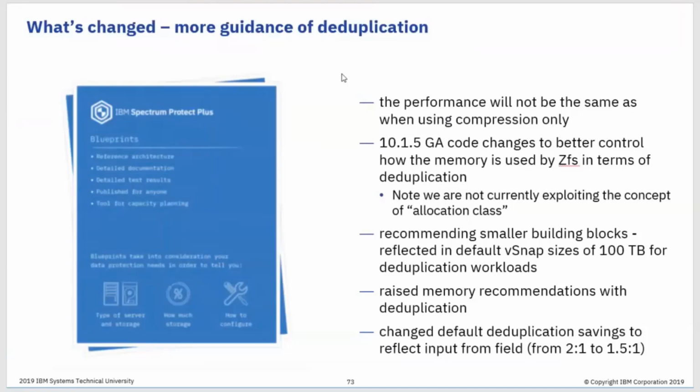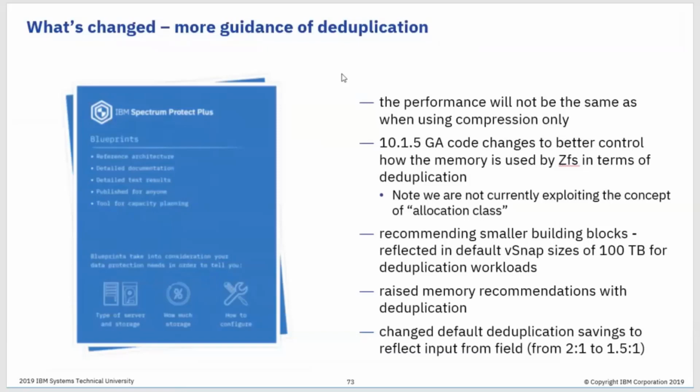One of the things you might have heard about in ZFS 0.8, which is part of 10.1.5, is this concept of allocation class. From a steady state perspective, we have not found any benefit from using an allocation class, and therefore there's no recommendations to date in the blueprints about using that, because again, we don't see any value it's bringing to our steady state ingest workloads.